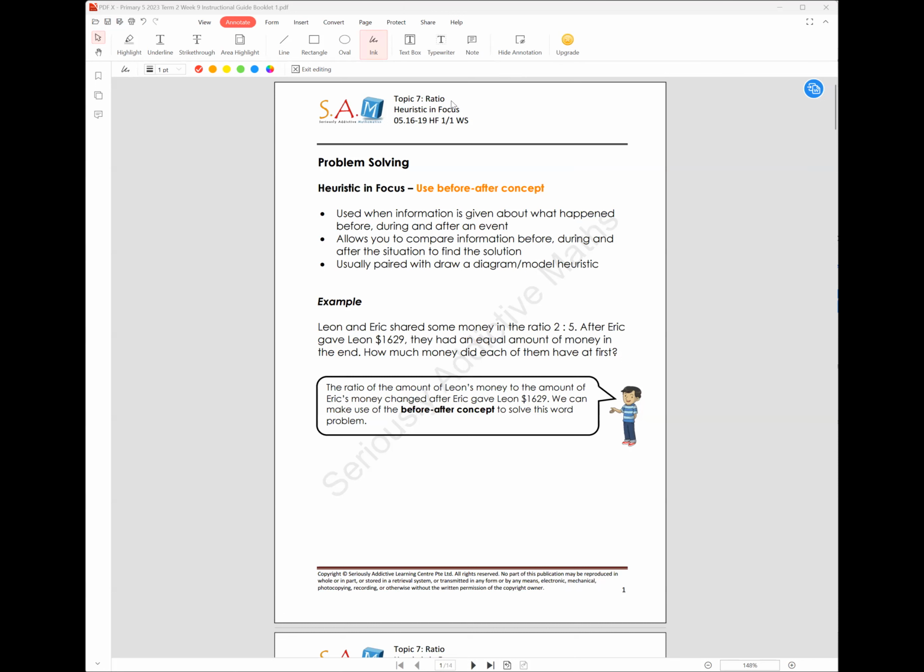Okay, this week we're going to do one ratio heuristics followed by volume. So, 2 booklets. Now, for the first booklet, heuristic on ratio, this is the use before and after concept. For this kind of question, it is really about finding which quantity did not change. And to solve the question, after you found which quantity did not change, you can then convert, or come up with the equivalent ratio based on that quantity that did not change.